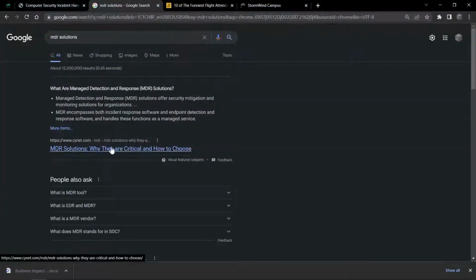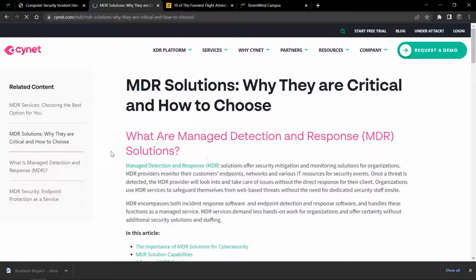And again, here's some of them out there, why they're critical and how to choose them. I have Matt put this. Cynet's another company, right? They have managed detection and response, which offers security mitigation and monitoring for organizations. They monitor their customers' endpoints, networks, and various IT resources for security events. And once it's detected, the provider will look into it and take care of the issue without direct response from their clients. All right?